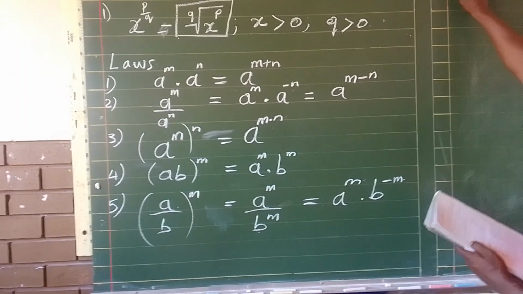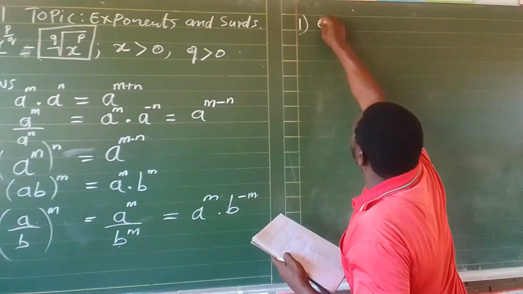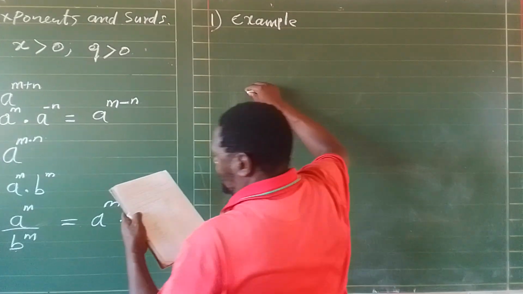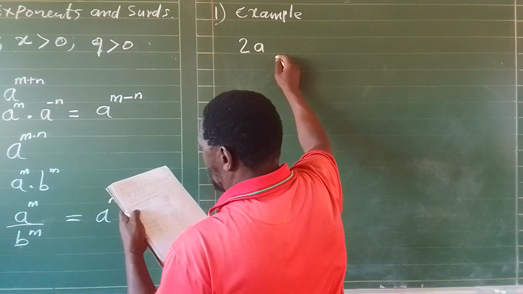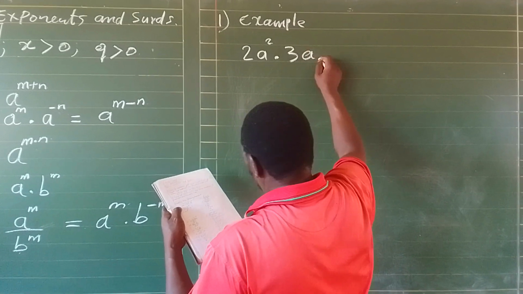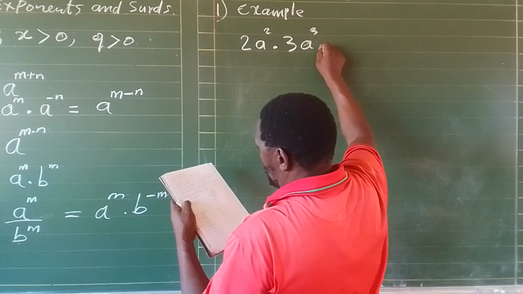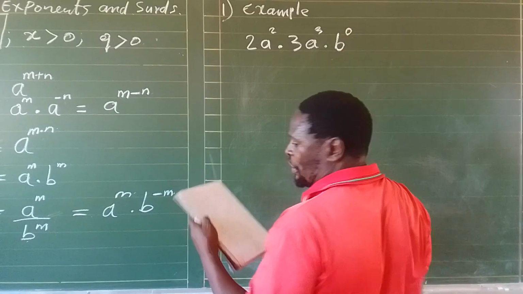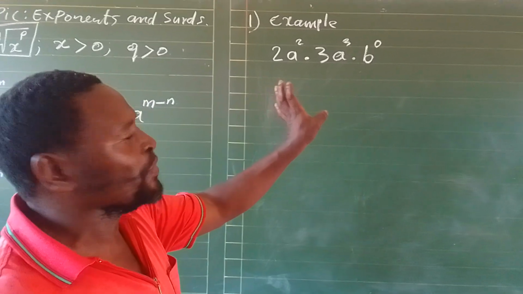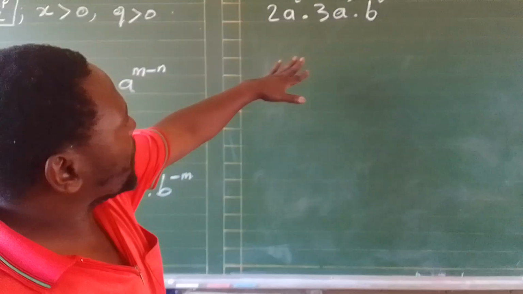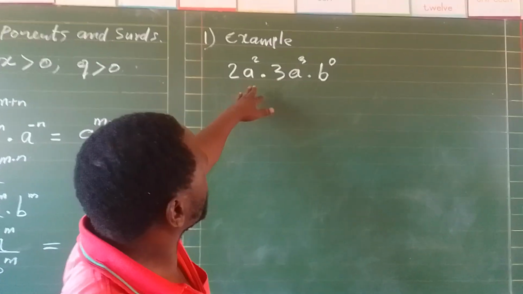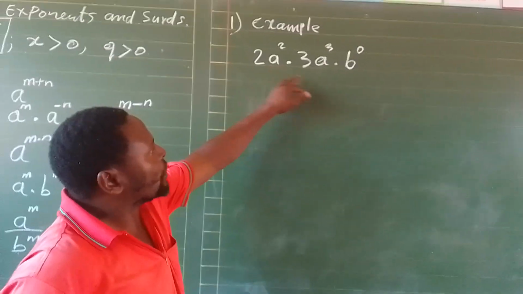Now we start working here. You say simplify. The first example: you are given 2a squared multiplied by 3a cubed multiplied by b to the power 0. Now they say simplify. If you simplify, they want you to write it in a very simple form, in a single base, and you are going to do that.